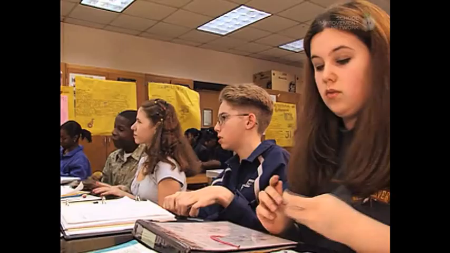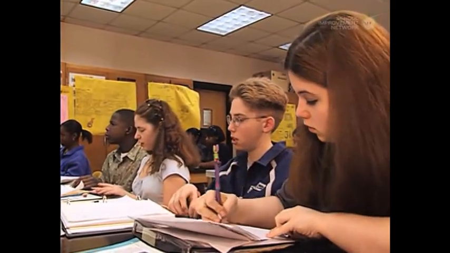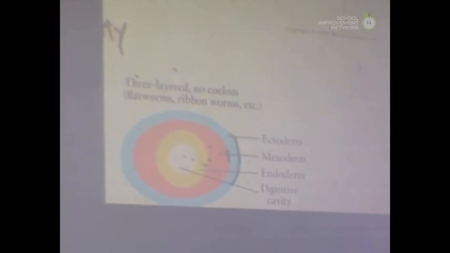What's on the outside? Ectoderm. But yours isn't blue. Yours is? Yellow. And what's in the middle? Mesoderm. And your mesoderm is what color? Blue. And what's in the inside? Endoderm. The endoderm. Okay?